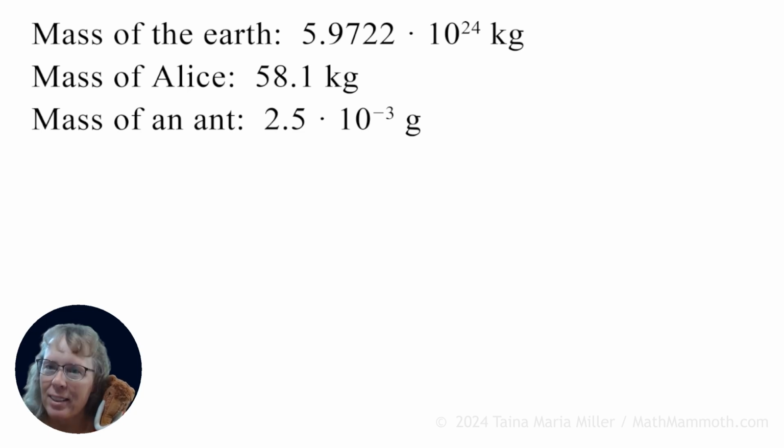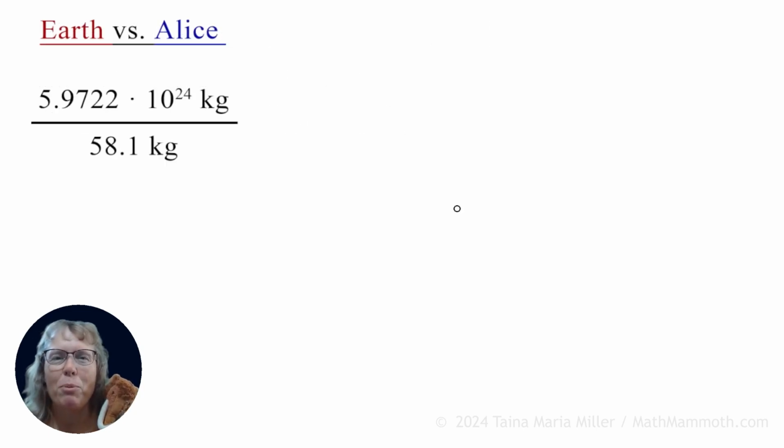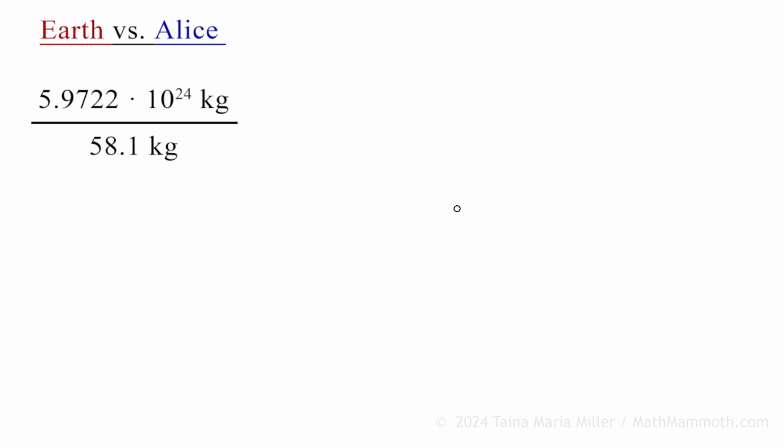Mass of Alice, 58.1 kilograms, and then mass of an ant, 2.5 times 10 to the power of negative 3 grams. Not kilograms, but grams. If we compare Earth versus Alice, then we will take the bigger number divided by the smaller, and I have written it out. The Earth's mass divided by Alice's mass.